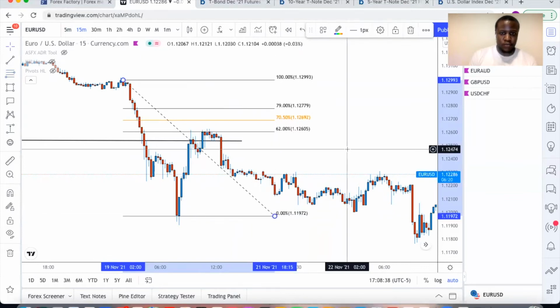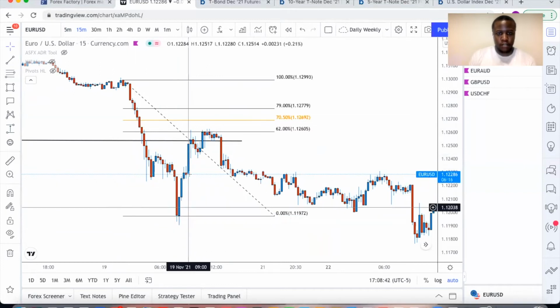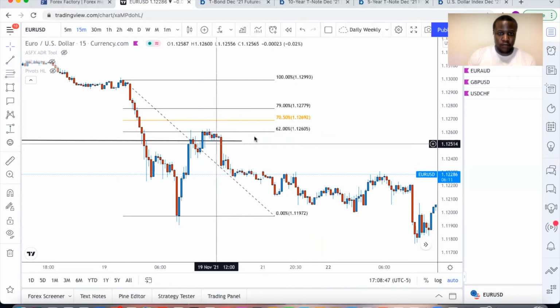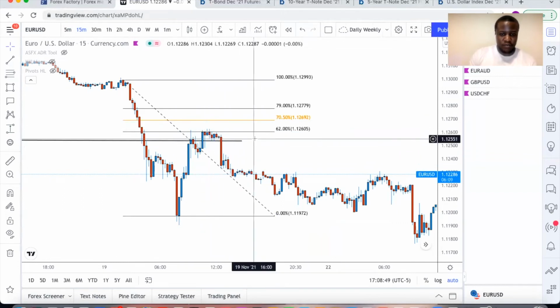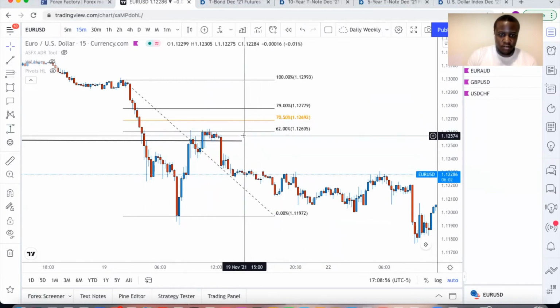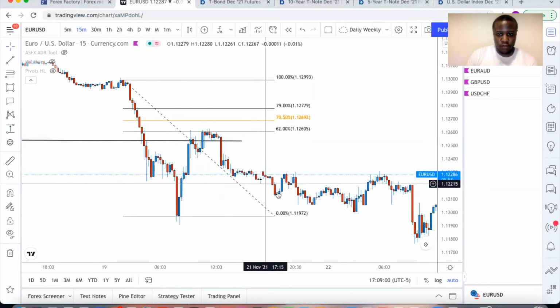And when we do this, we do it on the bodies of the candle, not the wicks, the bodies of the candle. And once again, the earlier the better. Because you see, look at this one. Perfect example. It doesn't go to the 70 or the 79. It goes to the 62 retracement. So 62 retracement.